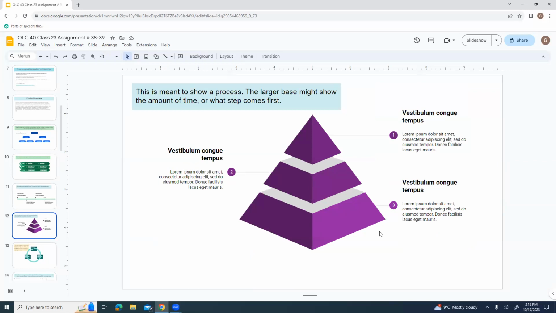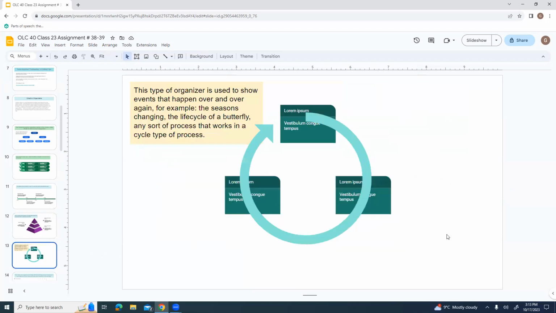This is an organizer that shows a process. This base here at the bottom might be showing the amount of time, or it might be showing what step came first, and then what's next, or what is going to take less time, less procedures. It's just a way of showing a certain type of process.